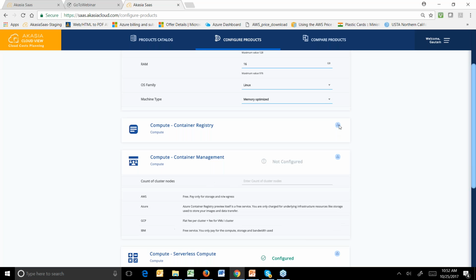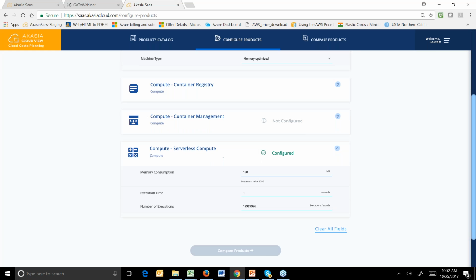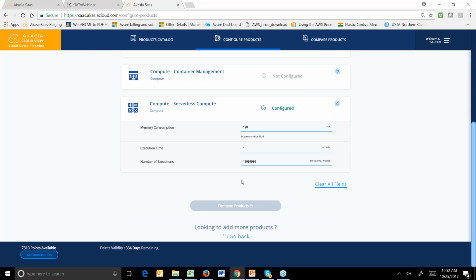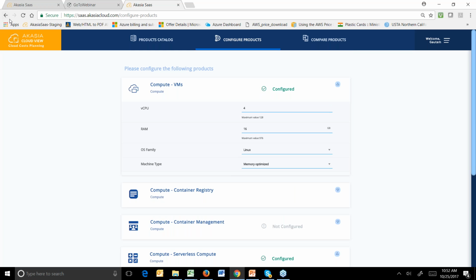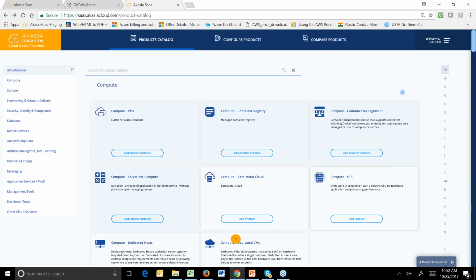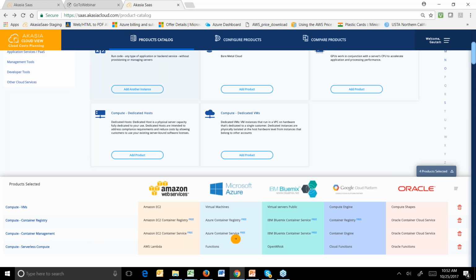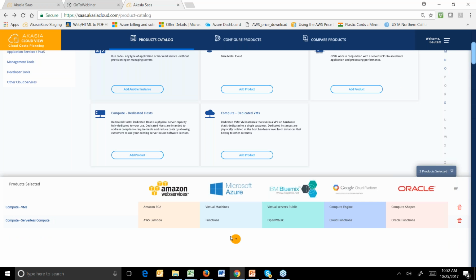Did I miss anything here? Let's go back. Okay, let's take a look at my basket. I'm just going to remove these guys which are free and then continue with this.